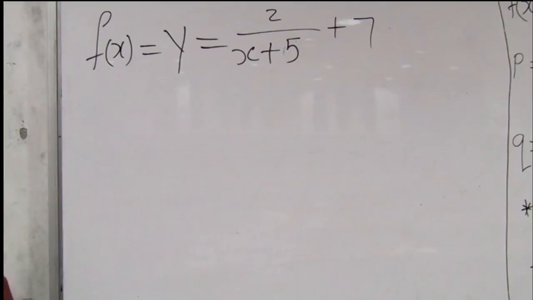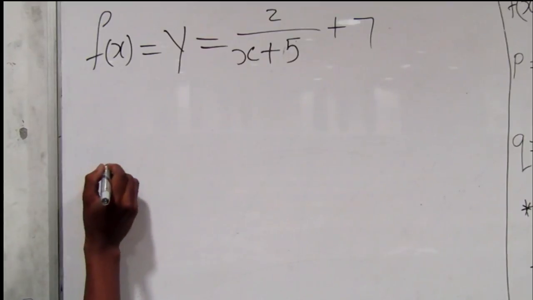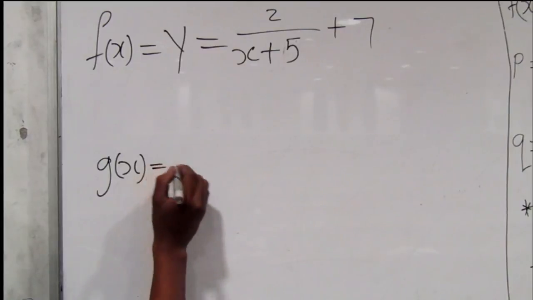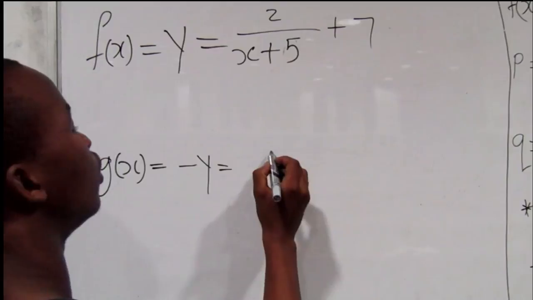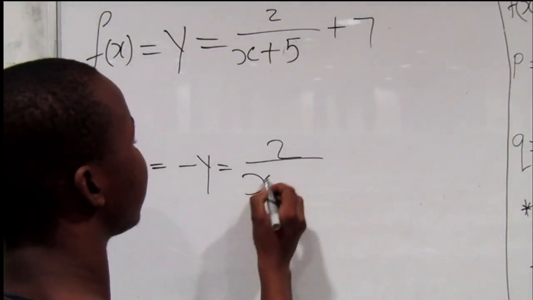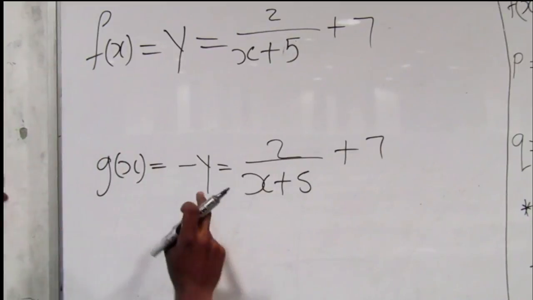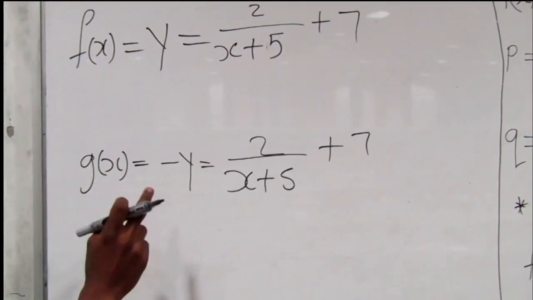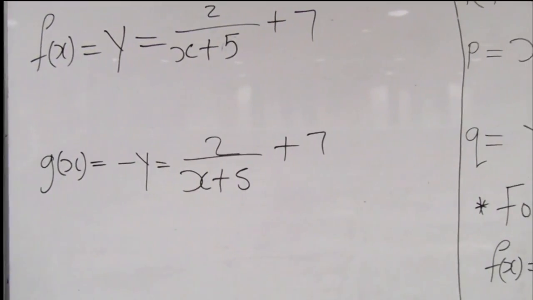How are we going to approach this? Since we know that when we reflect along the x axis, our y becomes negative, we are going to say negative y is equal to 2 over x plus 5, plus 7. But we cannot write it like this. We need to simplify it until we get a positive y, so that we can make y our subject of the formula.